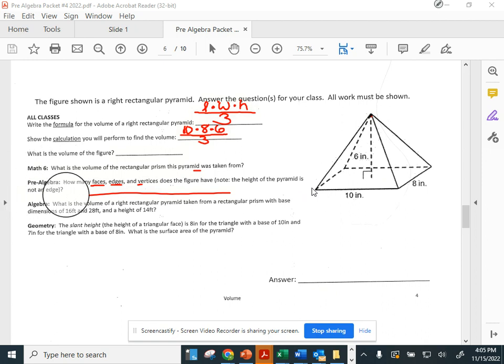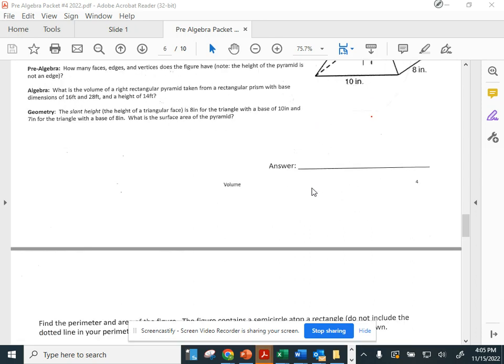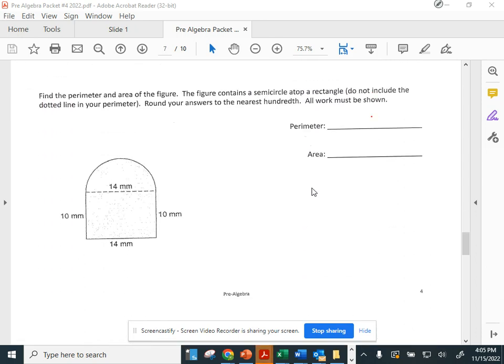All right, so that's it for the geometry page. Oh, nope, we have another geometry page. Yay, now we're adding in circles. Whew. So this is a new one for us.